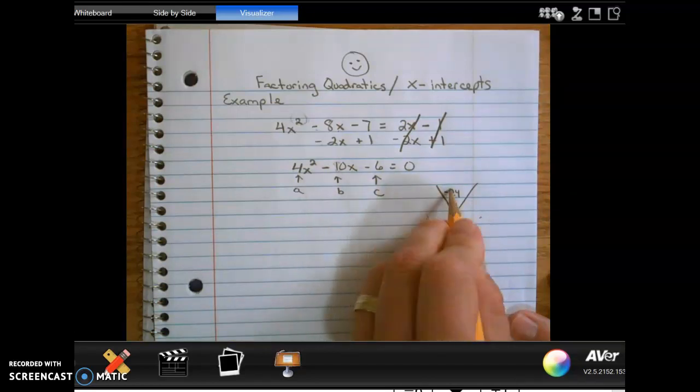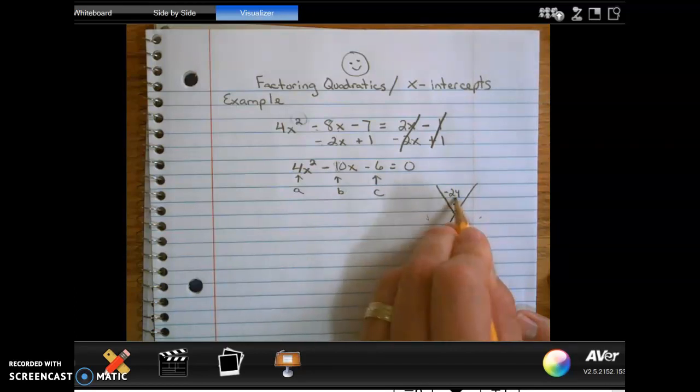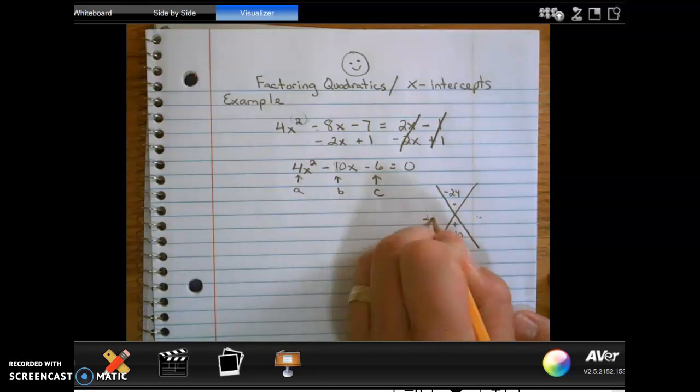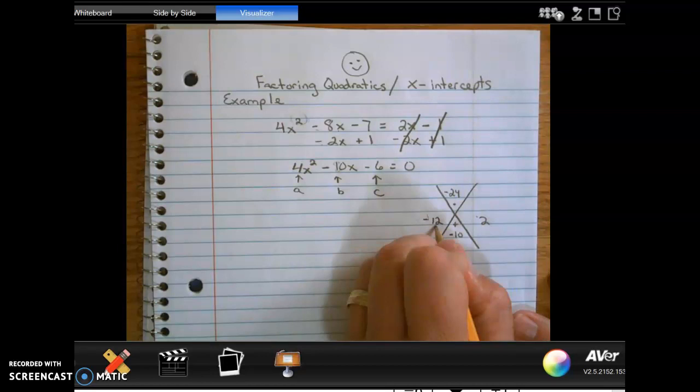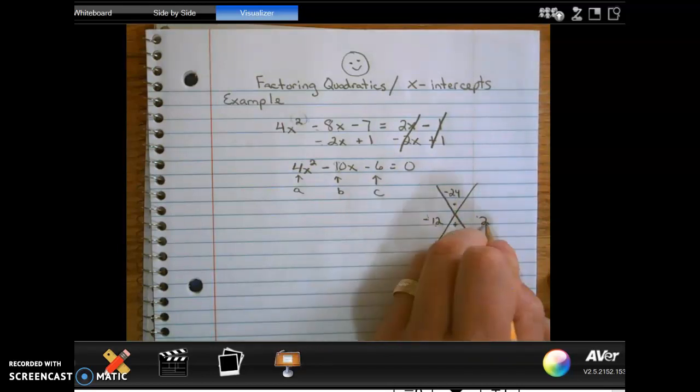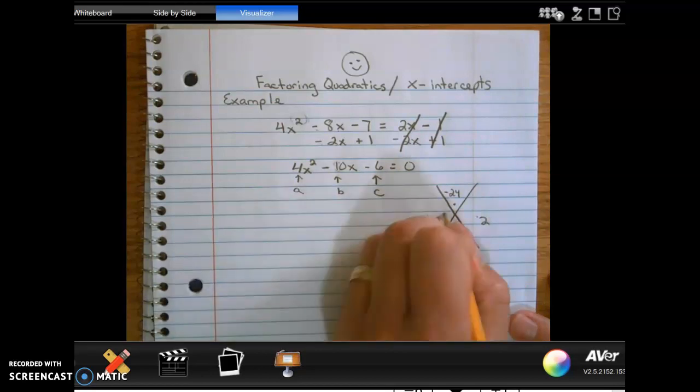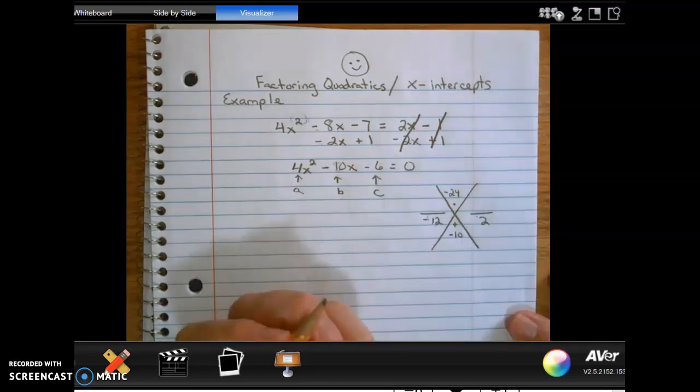This one's kind of a tough one because 24 has quite a few factors. But I haven't gotten that rusty yet. Negative 12 times 2 is negative 24. Negative 12 plus 2 is negative 10. See? Review. You remember this, don't you?